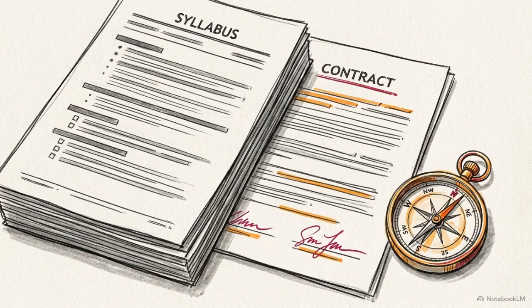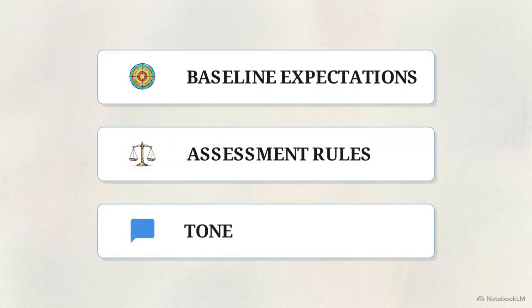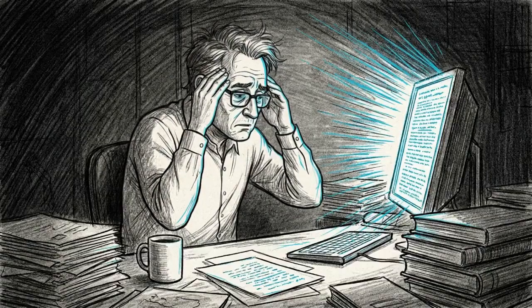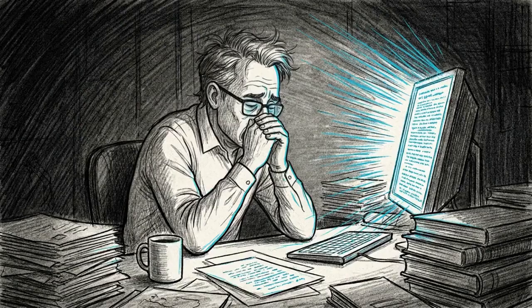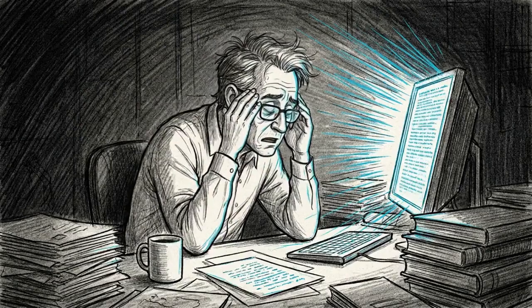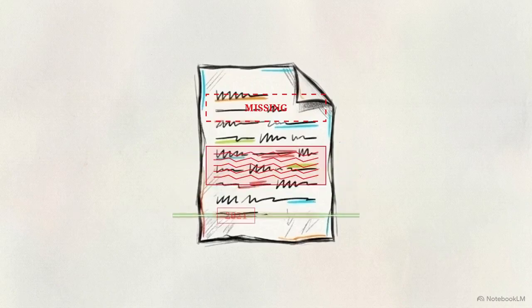A syllabus is a legally binding contract and an educational roadmap. It sets the baseline expectations, assessment rules, and tone for the entire semester. When you write and revise the same document year after year, you experience familiarity blindness. You become too close to the text to spot glaring omissions, confusing policies, or outdated dates.